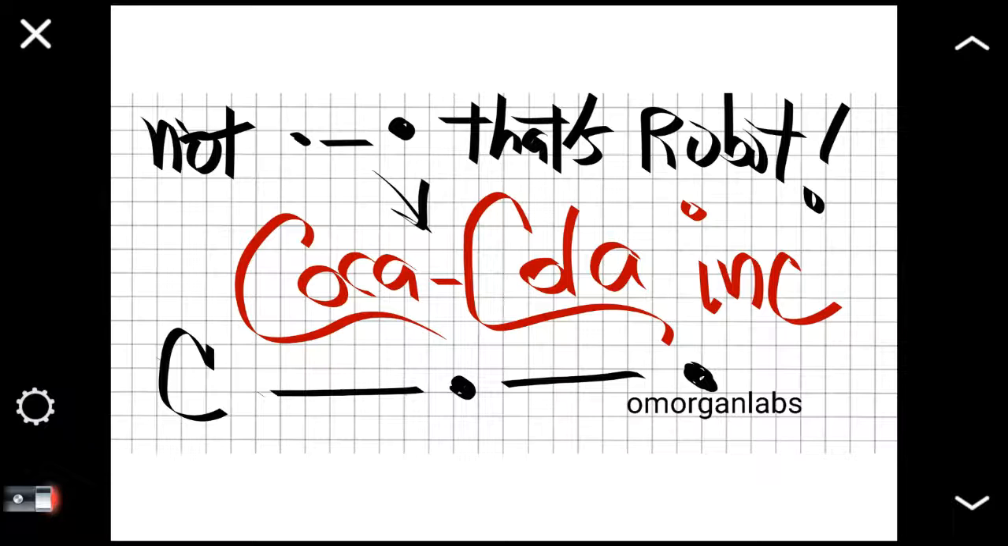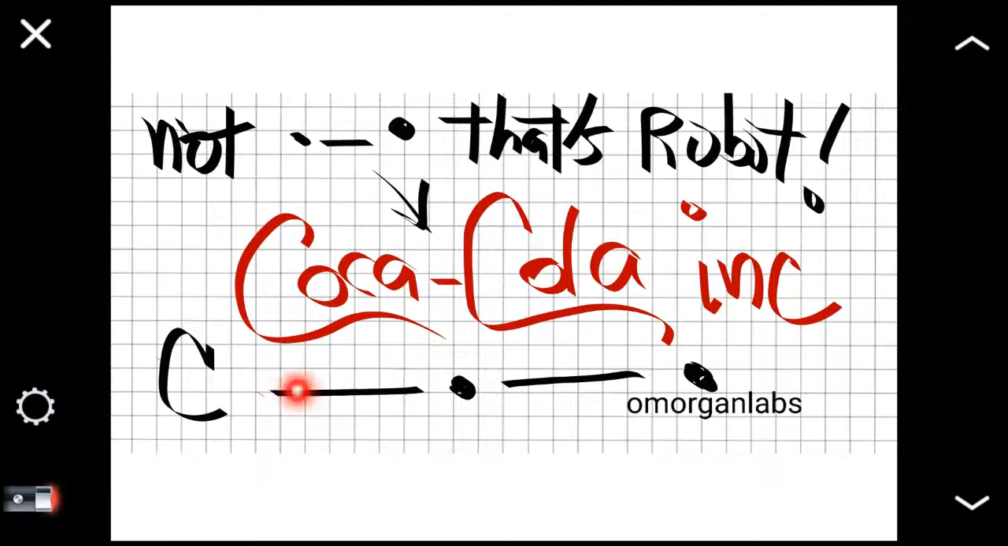Coca-Cola. It's not dot, dash, dot. You may think of that, but that's robot, as you'll see later. That's another part of memorizing this Morse code, is that you can use other letters that you know to eliminate and keep you from messing up on a certain letter.